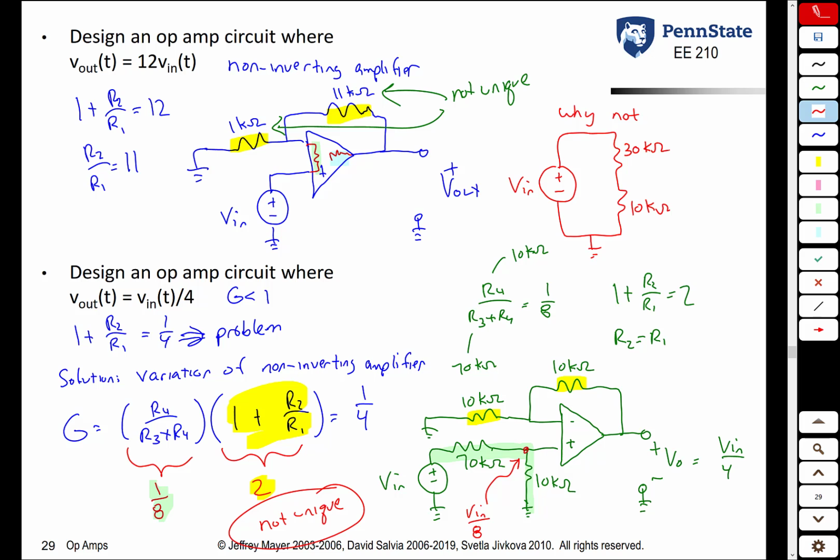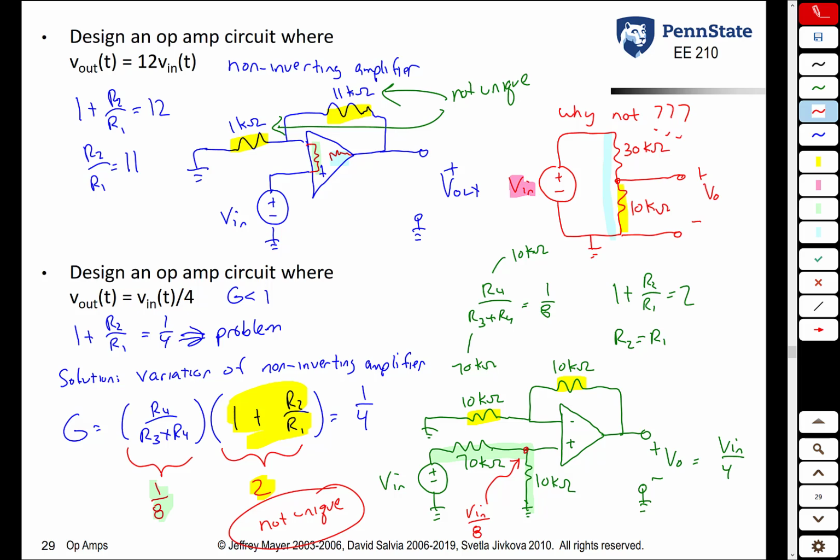If you just use a simple voltage divider and set V0 equal to the voltage between these 2 points here, from voltage division you get 10 over 10 plus 30. That's 10 over 40, or 1/4, times Vn. So you might ask yourself, why not that? We're going to see why in a minute.